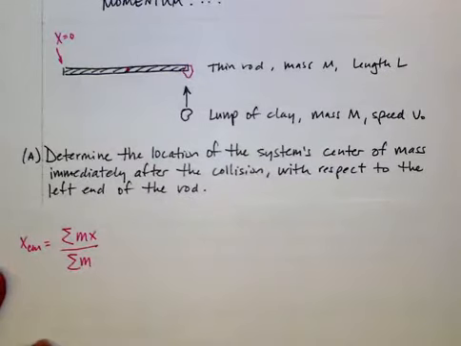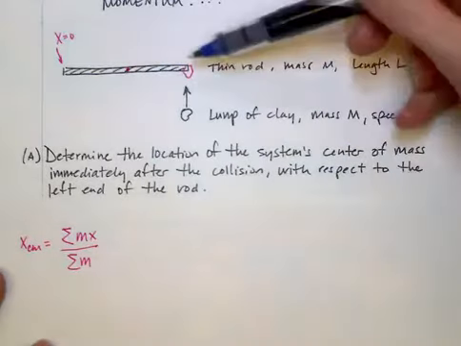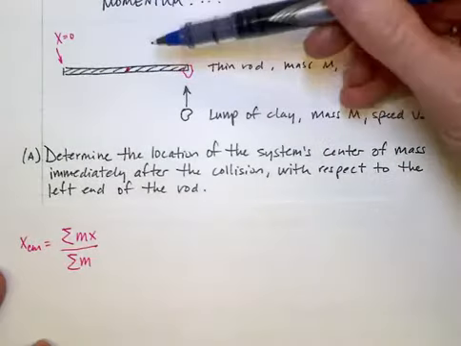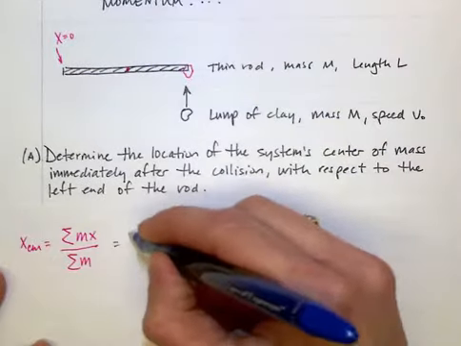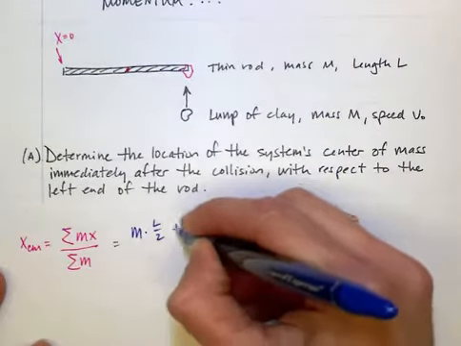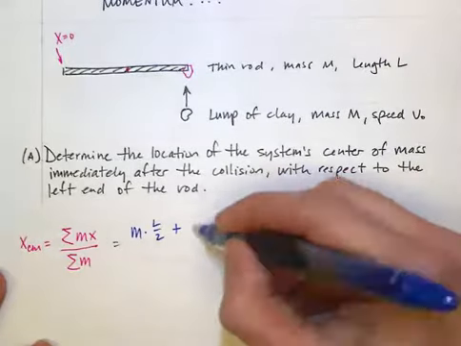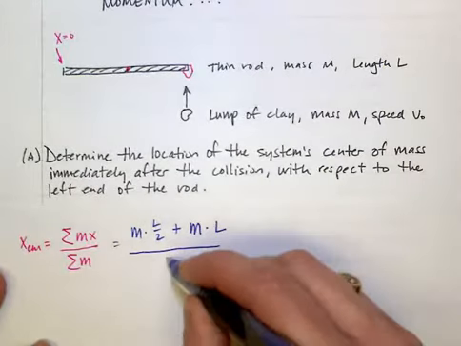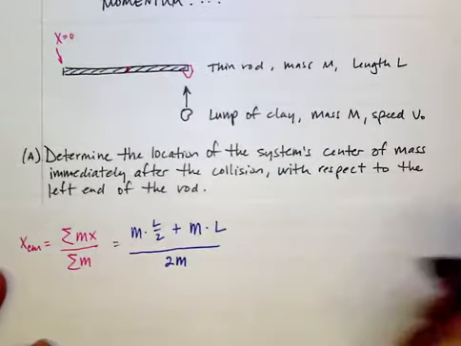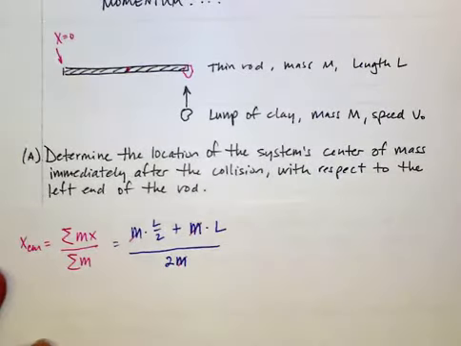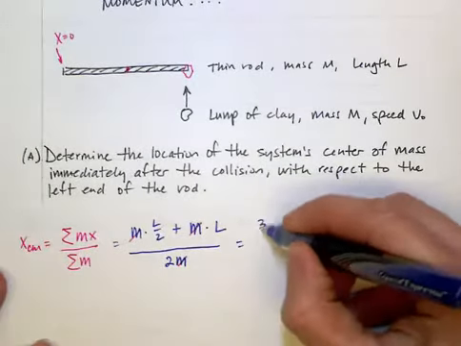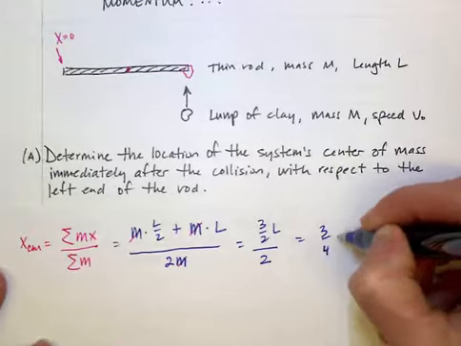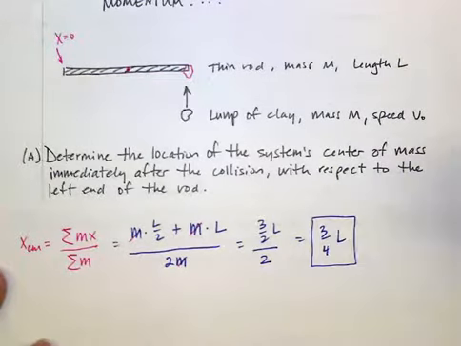And so in this case, again, the mass of the stick is spread out evenly throughout, but we will consider it to be at the center point, or L over 2 from the end. And then the lump of clay also has a mass of m, and it is at the end point. We'll divide then by the total mass of 2m. You can see that our masses cancel. We end up with 3 over 2 L divided by 2, or 3/4 L. Certainly goes along with what we were anticipating looking at the picture.